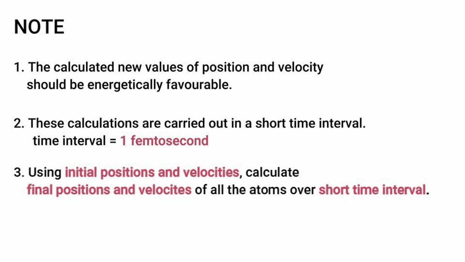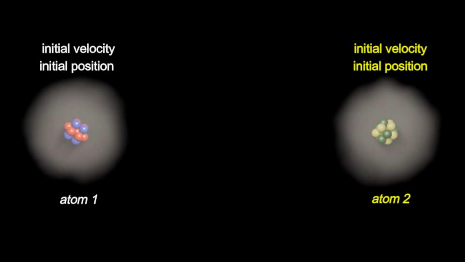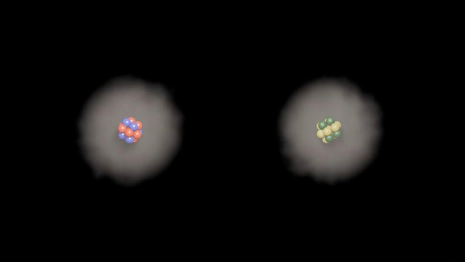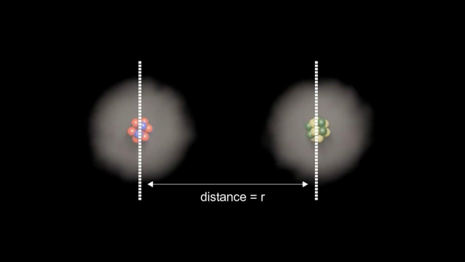Now we will move on to step number 2 of our MD simulation cycle. Now we have initial position and velocity of each atom. That means each atom is in a state of motion for a finite amount of time. Now imagine in this time interval, atoms will also come in close contact to each other. They will interact with each other, and the distance between these interacting atoms will be a finite amount of distance, and we will consider this distance to be the letter r.